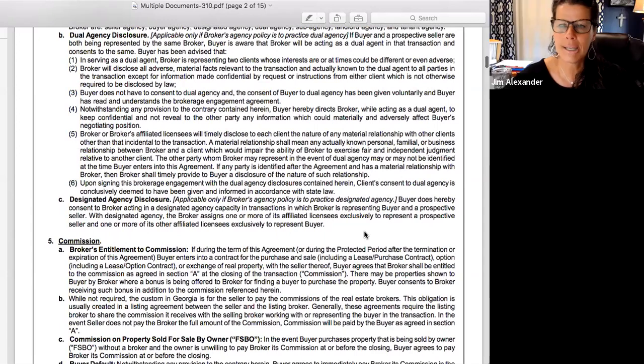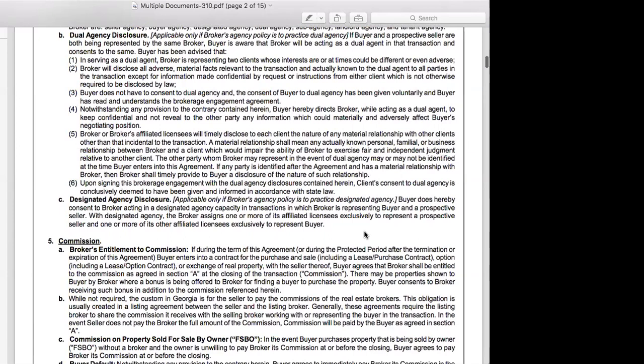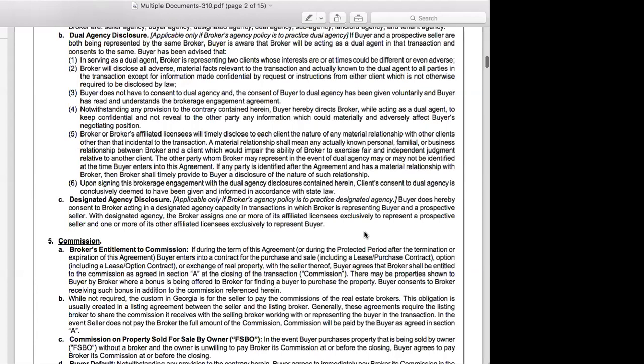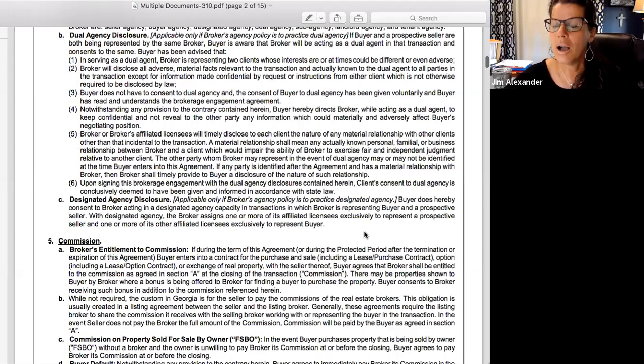Is the seller on one end and the son on the other end, or are they both on the same end? Actually, they are the same. The seller is his father, and he is living in that property, so he wants to sell his home to his son. I got you. Okay. Who was your client first? The dad or the son?